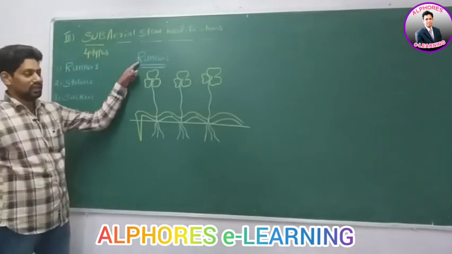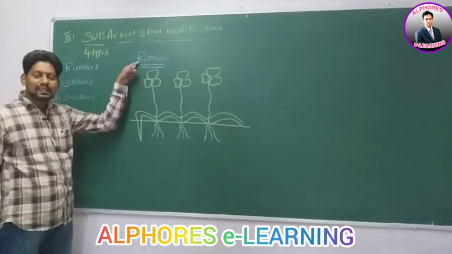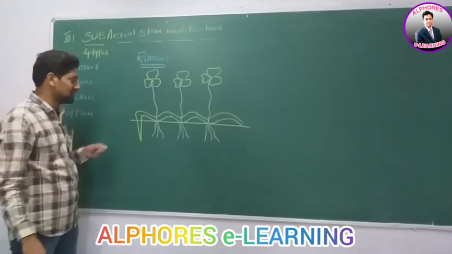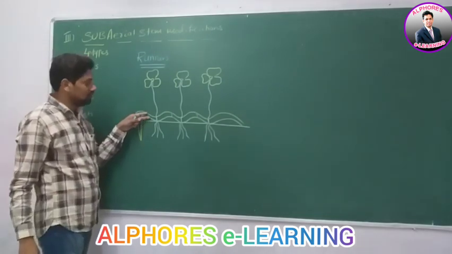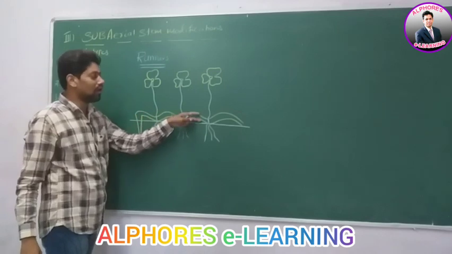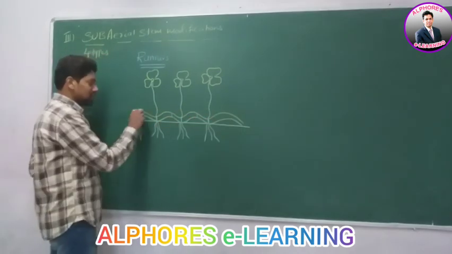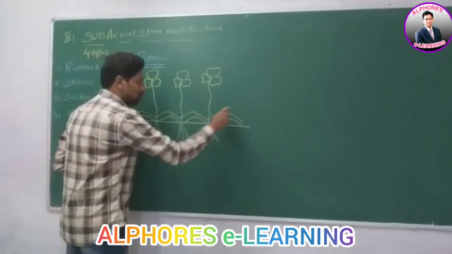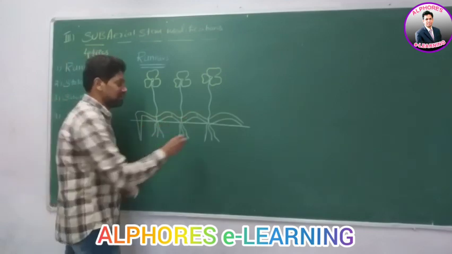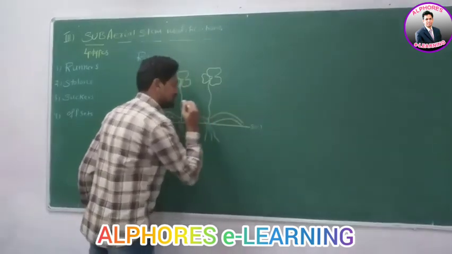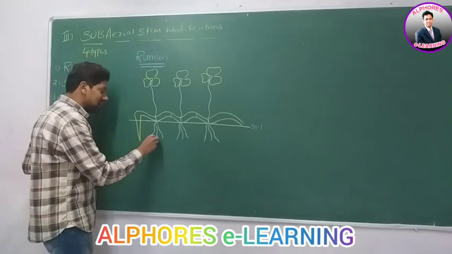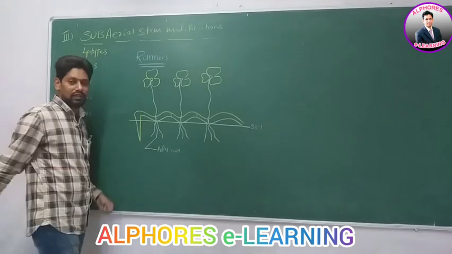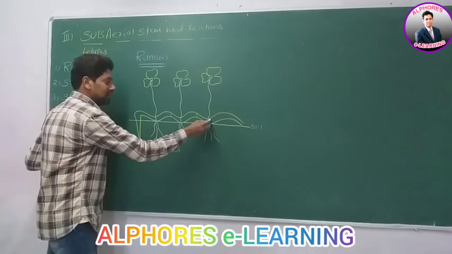Now, sir, we are discussing what, sir? Runners. Now, listen here. In some weak-stemmed plants, the weak stem creeps on the surface of the soil. This is which stem? Weak stem, this yellow one. This weak stem is creeping on the surface of the soil, and bears adventitious roots at each node. See this diagram carefully.